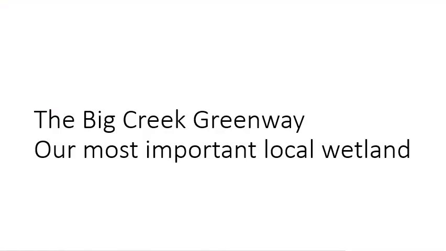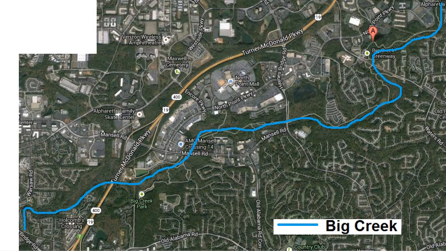Now let's talk about our local wetland. And this is the one we're going to spend a little bit of time on because this is right in our backyard. It's called the Big Creek Greenway. Some of you are familiar with it, some of you aren't. The Big Creek Greenway is right along Big Creek. And that blue line represents the flow of Big Creek.